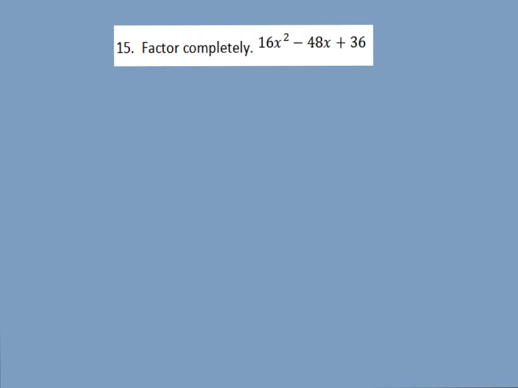And I'm on my last problem now, number 15. First thing I'm going to do is look for a GCF. Between 16 and 48 and 36, my GCF is going to be 4. That leaves me with 4x squared minus 12x plus 9. Within that, first of all, I'm going to bring my 4 down so I don't forget about it. And then I count here. I have 3 terms, 1, 2, 3.